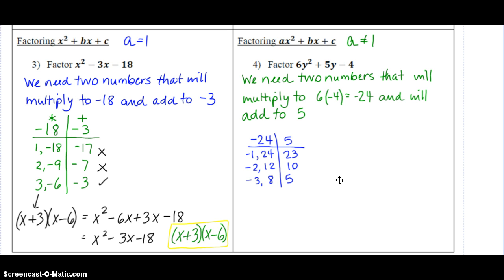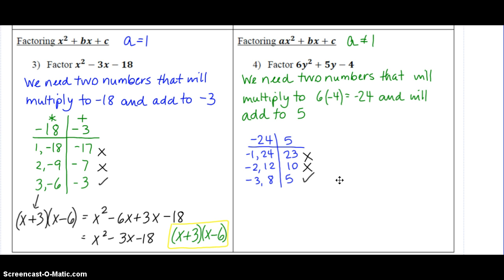So we start out with negative 1 and 24. That gives us 23, which is not equal to 5. Then we try negative 2 and 12, which when we add them together we get 10. Again, not going to work. And then we try negative 3 with 8. When we add those together, we get 5. So we know that this is the right combination of numbers. Where we go from here is where the different methods are slightly different from one another.